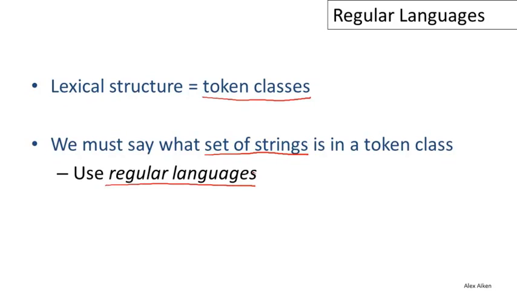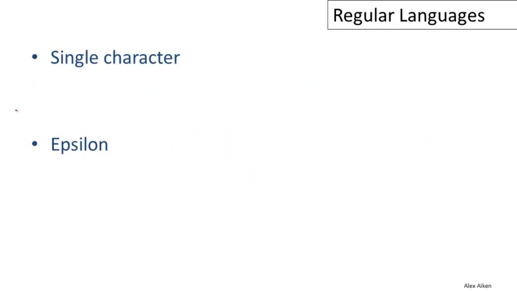So in this video, we're going to present regular languages and define what they are, and then in subsequent videos, we're going to look at some examples of using them in actual programming languages. To define the regular languages, we generally use something called regular expressions. And each regular expression denotes a set. There are two basic regular expressions.